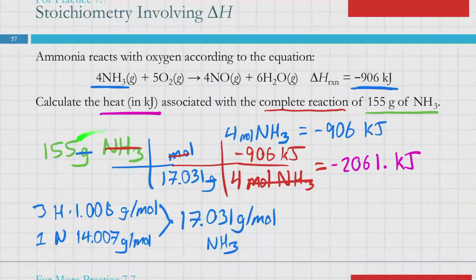Okay, so we converted from grams ammonia to moles of ammonia. So the grams parts canceled out. And then we would have had left moles of ammonia. So we calculated how many moles of ammonia we had. We have this conversion factor for every 4 moles of ammonia we put in. If it reacts completely, we get out 906 kilojoules of energy. And what does this represent? So if we were to burn 155 grams of ammonia, we would expect to produce like 2,000 kilojoules of energy.